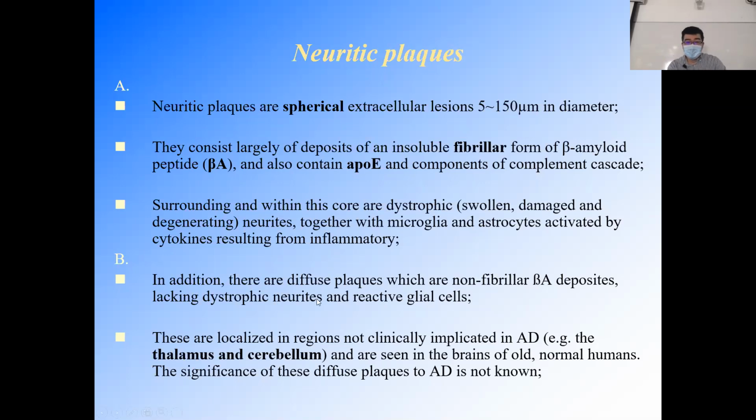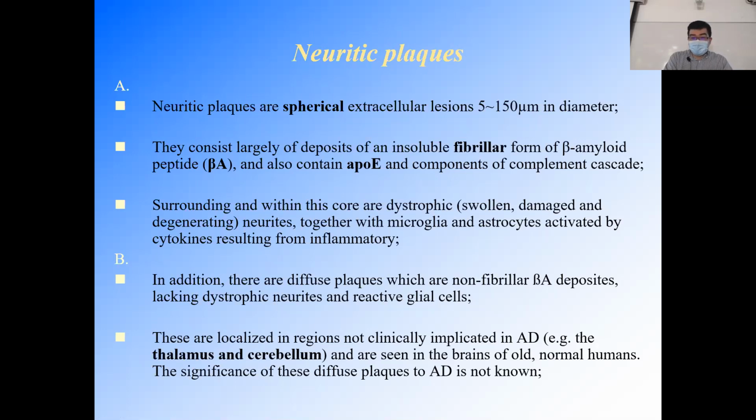Okay. Now, in addition to that, there are diffuse plaques that are non-fibrillar beta amyloid deposits in some of those. Those are the diffuse ones, without the dystrophic neurite. So why is it the case that some of those are more damaging than the others? That is still not known. But when we talk about the mechanism, you will have some more ideas.